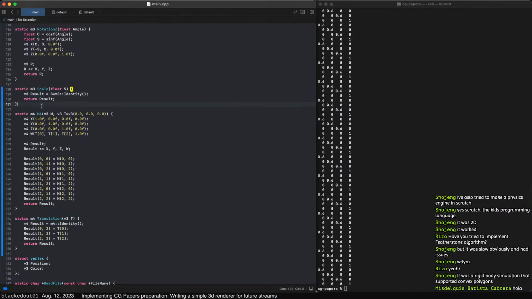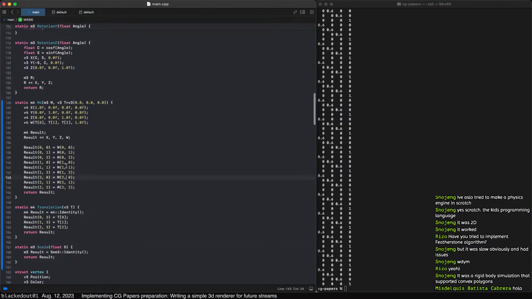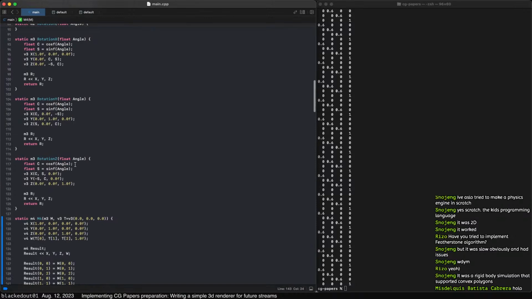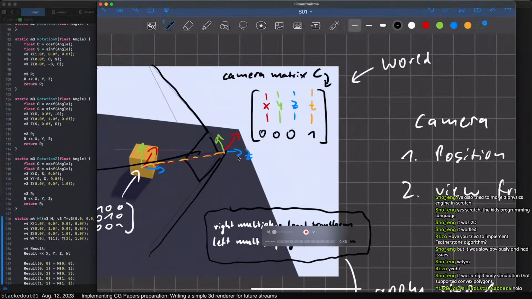And with all of these three functions like scale, rotate, and translate, we can now create the first step of the transformation pipeline.